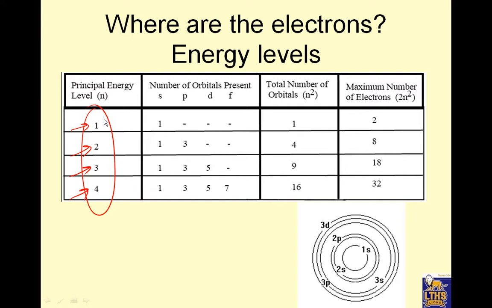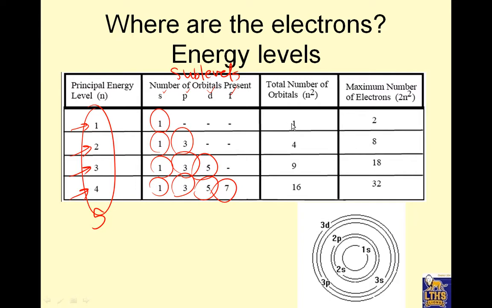Each energy level has places to put electrons. The first energy level has 1 place to put electrons. We call those sublevels, all right? And then the second energy level has 2 sublevels. Third energy level has 3 sublevels. They're called s, p, d, and f. So the fourth energy level has 4 sublevels, all right? Any guesses as to how many sublevels the fifth energy level would have? If you said 5, you're right.